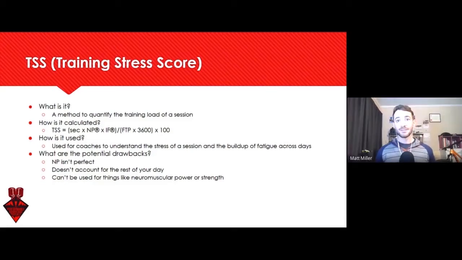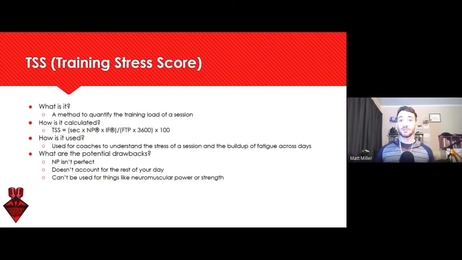The other drawback to using TSS is that it doesn't account for all of the demands with neuromuscular power. So if we're doing massive sprints, or we're doing something like plyometrics or even strength training, there's no way to really quantify how relative a heavy squat was to your FTP. It's just not possible. We know how heavy the squat was, and we could probably work out the energy that was used, but that's definitely not going to be relatable to a TSS score. So when we're looking at that across the season, it's not going to be perfect.